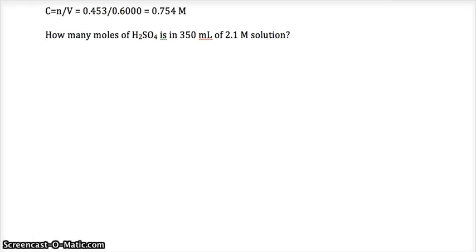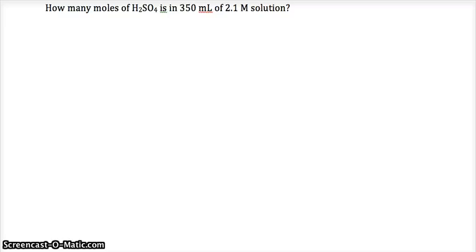Moving on to the second problem. How many moles of sulfuric acid is in 350 milliliters of 2.1 molar solution? So in this one, we'll set it up the same way. We write down what we know. What we know in this case is the volume, which is 350 milliliters, H2SO4. I'm going to leave out the subscripts, you know what I mean. And that's 0.35 liters, H2SO4.